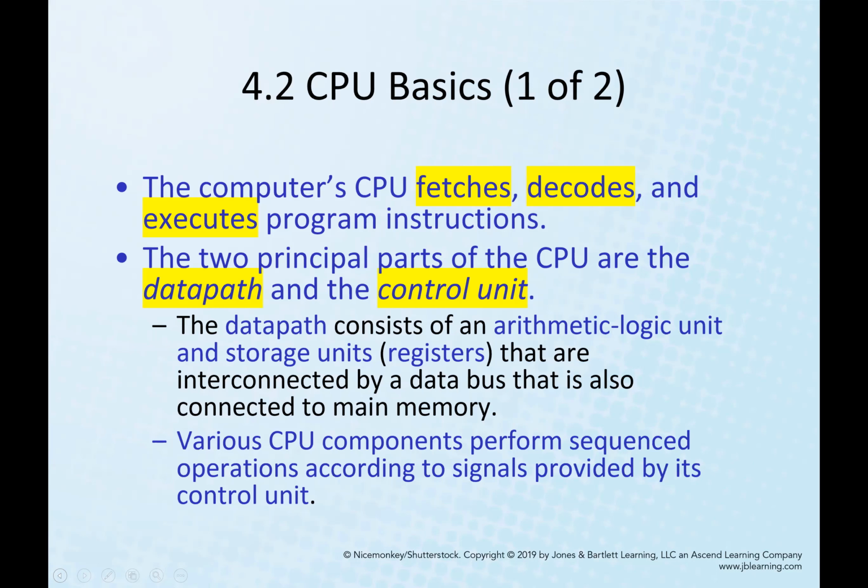So far, what we learned: the CPU fetches, decodes, and executes the instructions, and it consists of two parts: the data path and the control unit. The data path consists of the ALU and registers, and maybe some other parts that we will see in detail. And the control unit is the manager, which sends signals to the different parts of the processor. Any question for this slide? Okay.